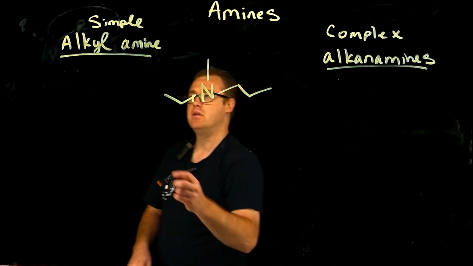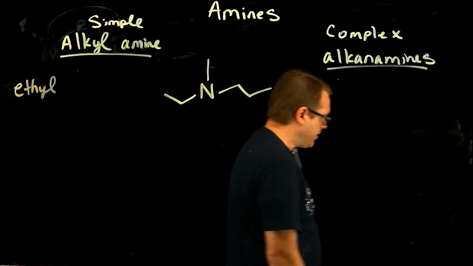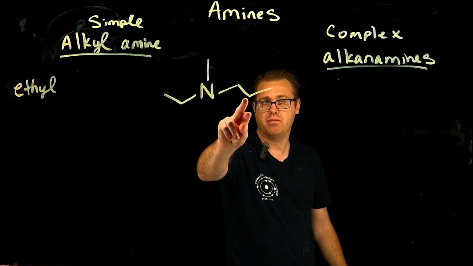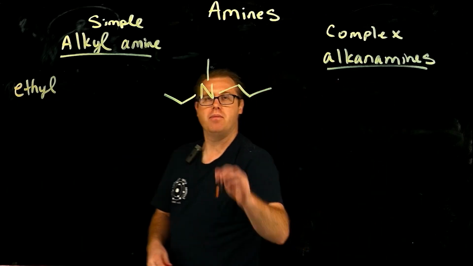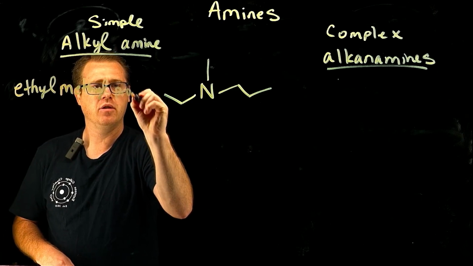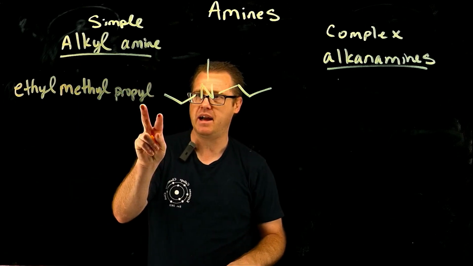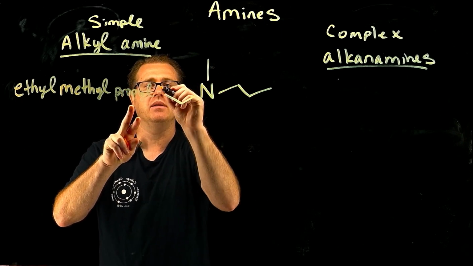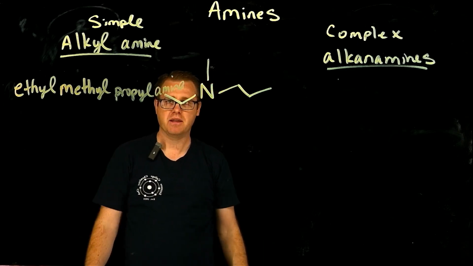put it in alphabetical order. So it starts with an ethyl. What do we have? We have ethyl, propyl, and methyl. What comes before? Methyl comes before P, methyl, propyl, and I'm running out of space. But you see how I just alphabetized the ethyl, methyl, propyl, and then at the end you stick amine. That's how you would name that guy, ethyl methyl propylamine.